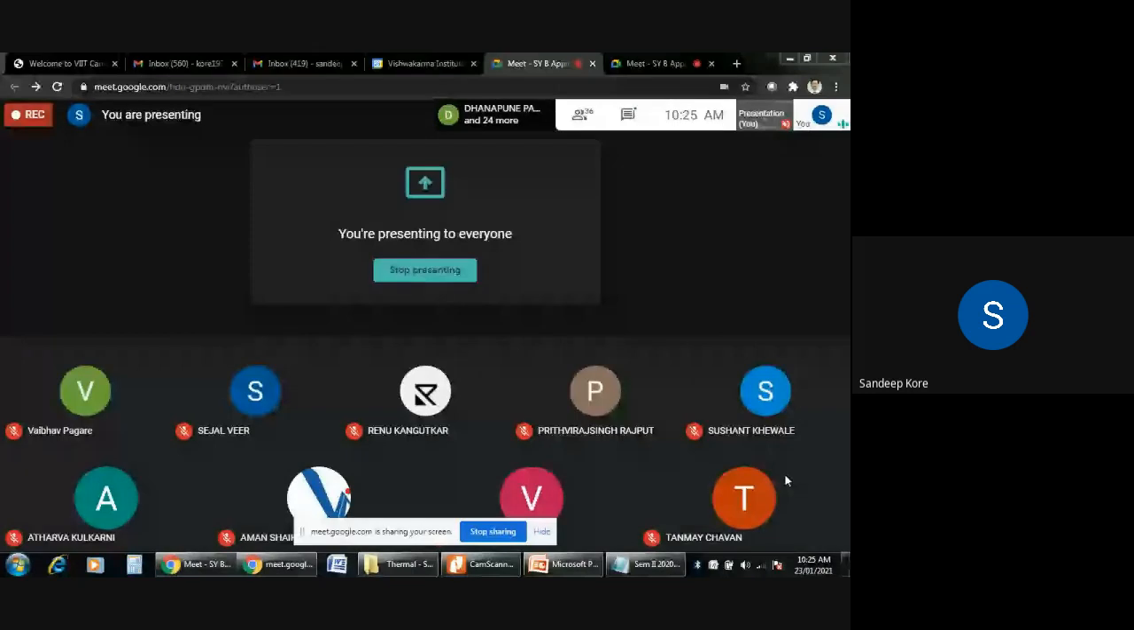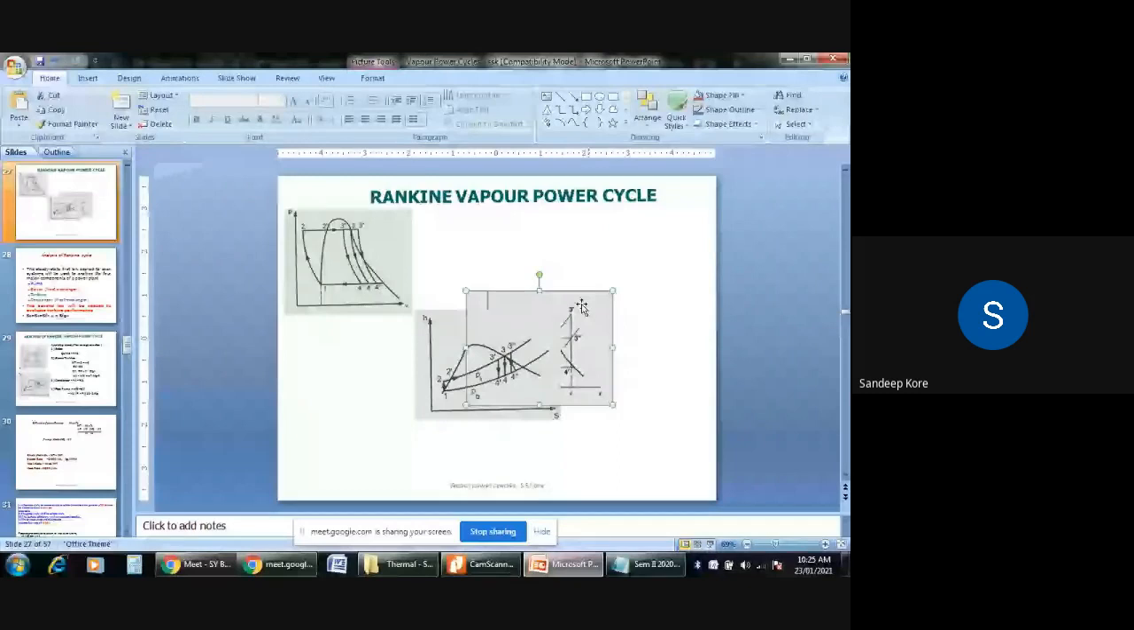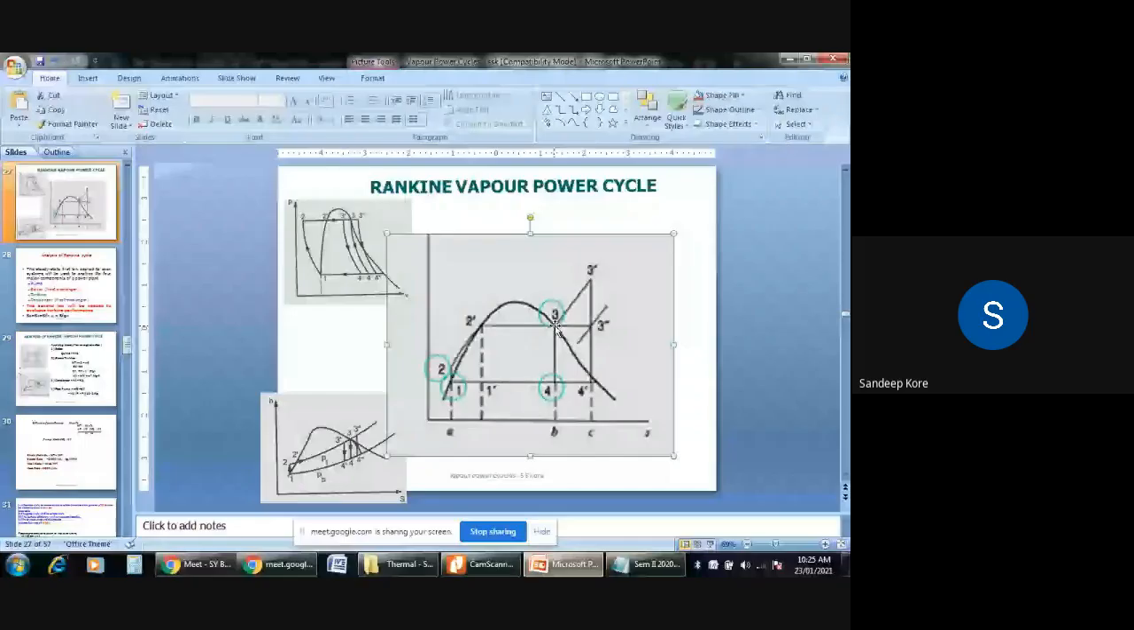So these are some formulas. We have to concentrate on the TS diagram. This is the TS diagram on which we are going to concentrate. 3 to 4 is the isentropic expansion, and 4 to 1 is the heat rejection by the condenser. So we are concentrating on the cycle 1, 2, 3, 4.